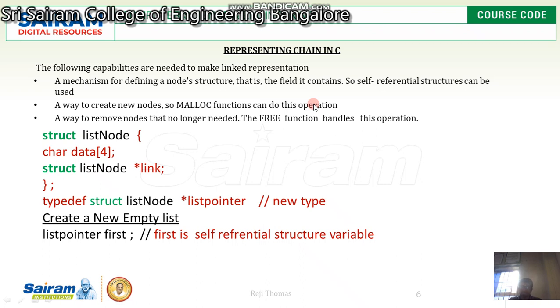Next, as I told you before, once it is defined, you have to create a node. To create a node, we use the library function called malloc. Malloc is a function which allocates memory dynamically. Now if you look at first, we have written first is equal to null. That means first will not point to any node or any variable. When you do this, no memory will be allocated.